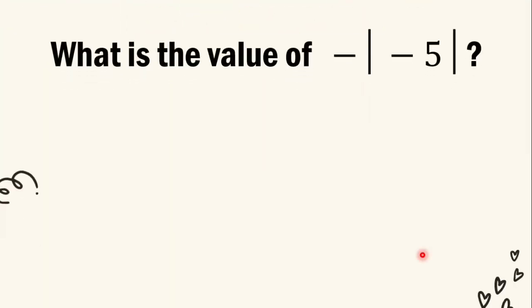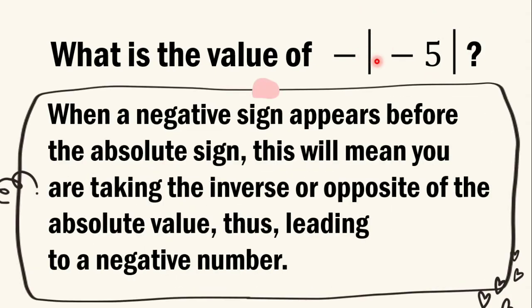Next, what is the value of the negative absolute value of negative 5? So we have a negative sign before the absolute sign. So remember, when a negative sign appears before the absolute sign, this will mean you are taking the inverse or opposite of the absolute value. So we will have a negative number.